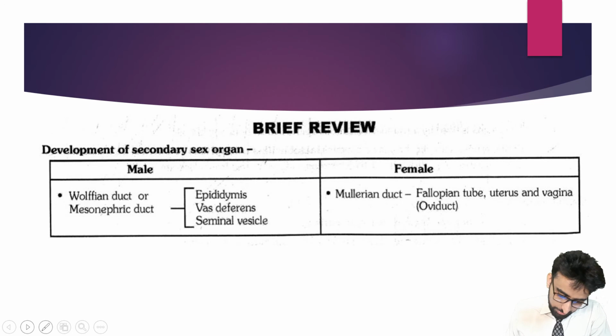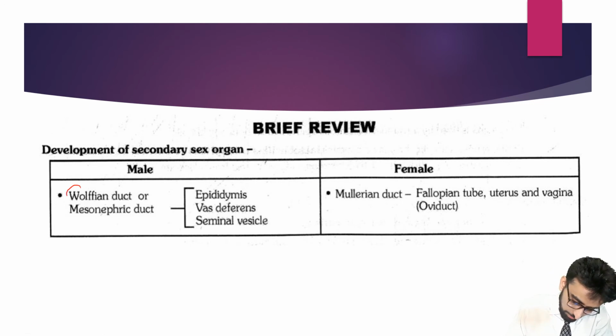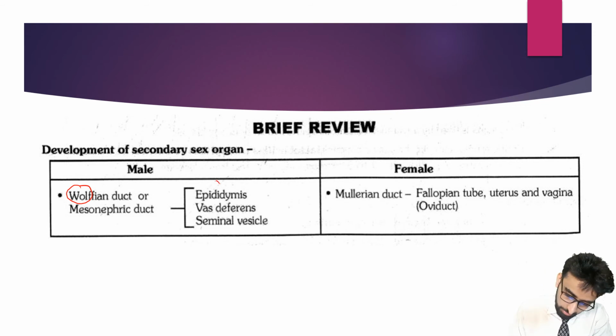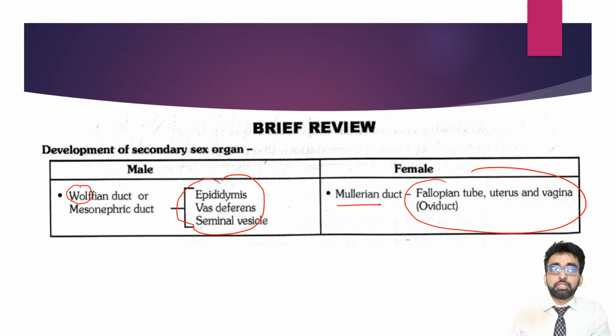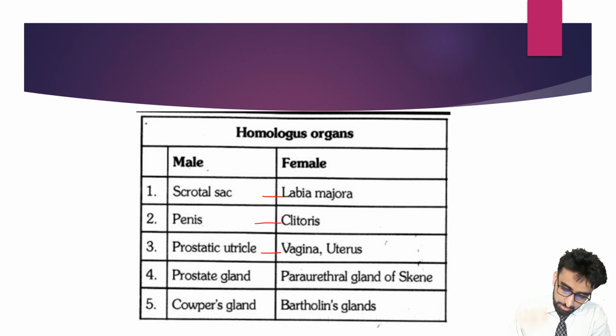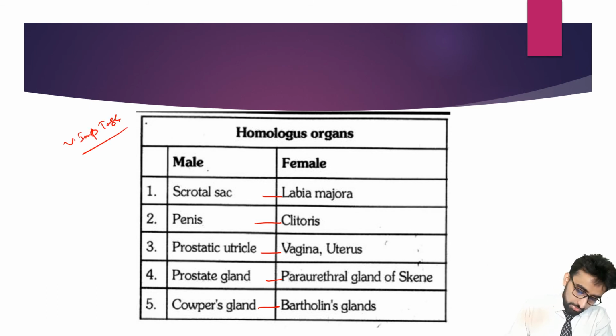Now a very important thing we have already discussed: males are like wolves, Wolffian ducts develop into them, and all the important structures of males come from the Wolffian duct, and all the important structures of females come from the Mullerian duct. In the first few lectures we discussed all these things. Again the homologous structures, a very important table we have already seen: scrotum and labia majora, penis and clitoris, prostatic utricle is similar to vagina and uterus, prostate gland to paraurethral gland of Skene, and Cowper's gland to Bartholin's gland. Very important table, we have already discussed all this.